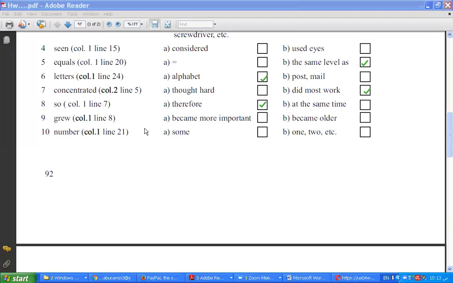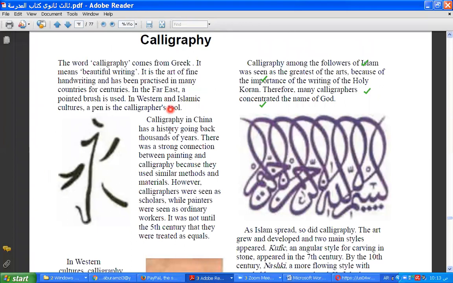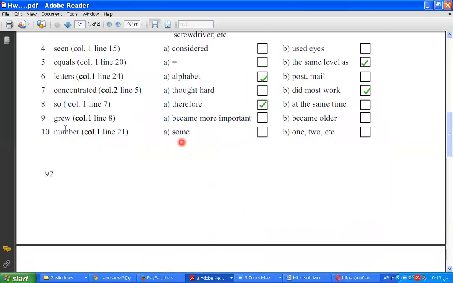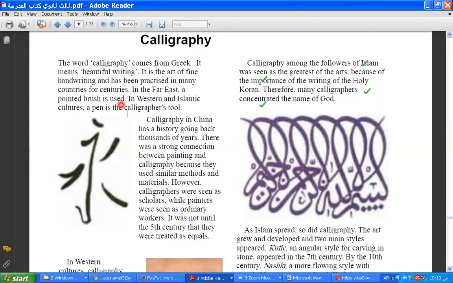Grew. Is it became more important, or became older? It means it developed, whether it means growing older or becoming more important. In line number 8, so let's go back to check this. He said here, column 1, line 8. It's not there in 8. Maybe then in here.